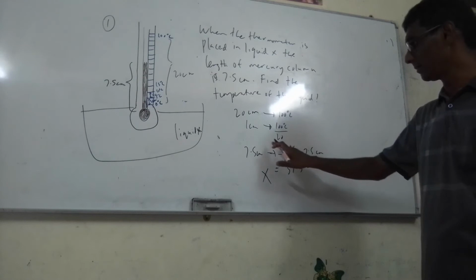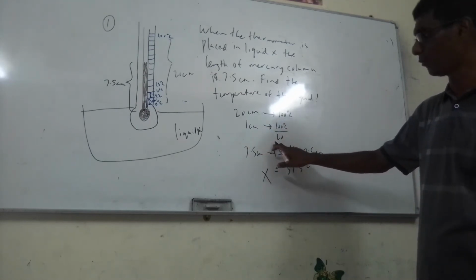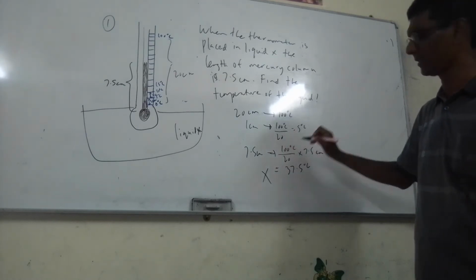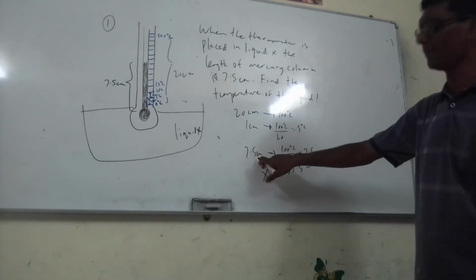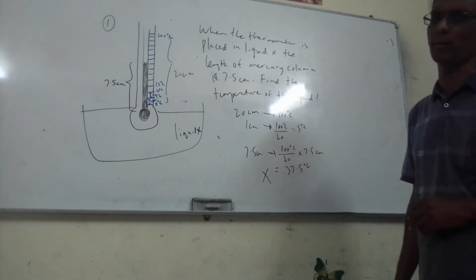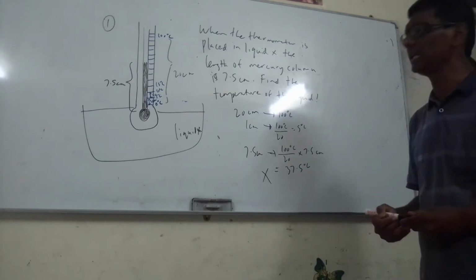For 1 cm is 100 degrees Celsius divided by 20. For 1 cm, how many degrees Celsius? It equals 5 degrees Celsius. That's how we solved the question. For 7.5 cm, 100 divided by 20 times 7.5 is 37.5. So the temperature of the liquid is 37.5 degrees Celsius.